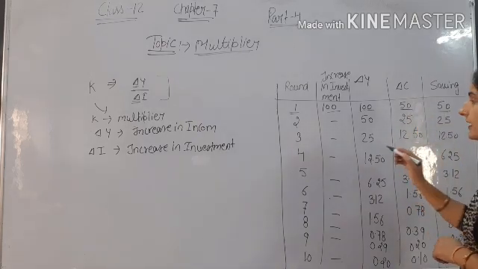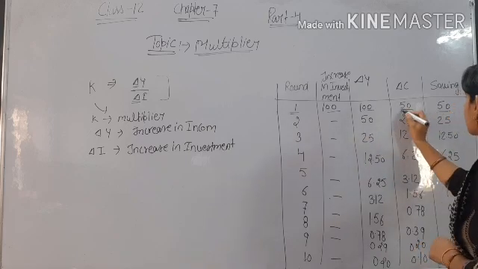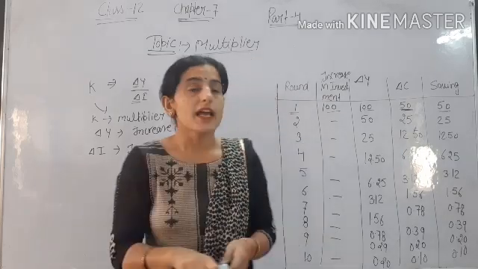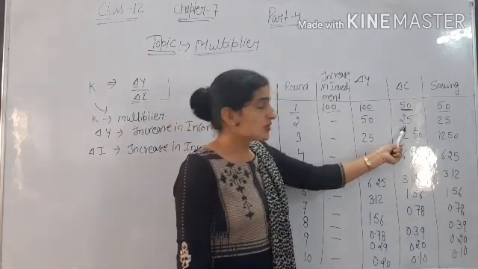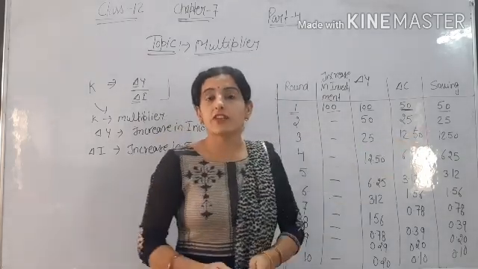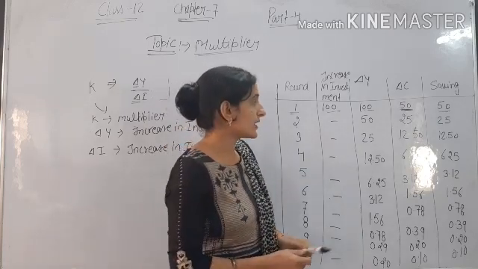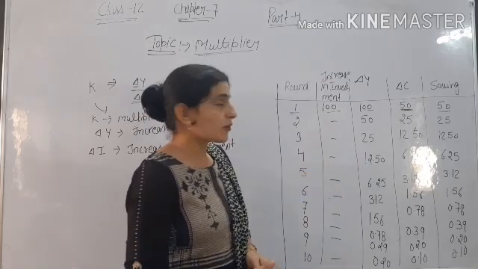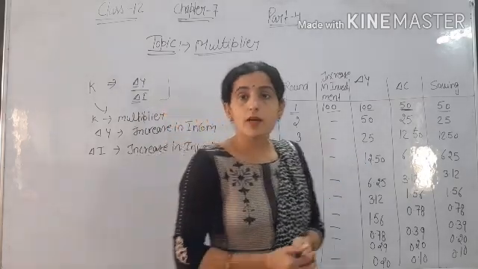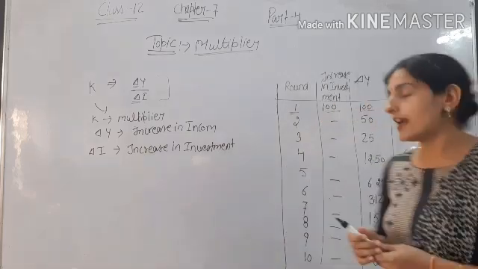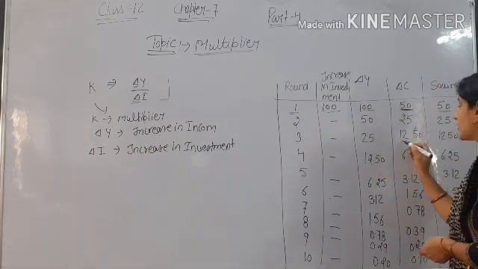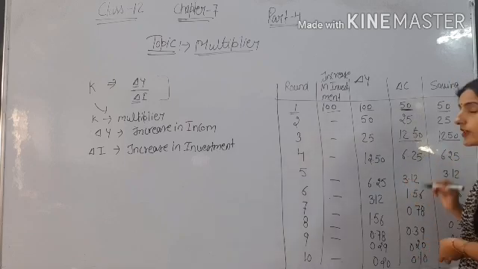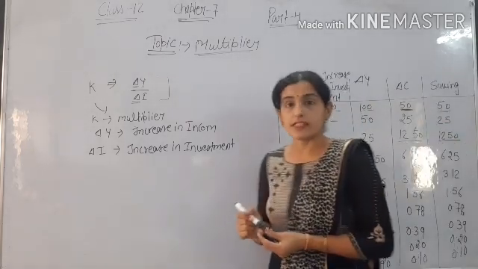Then in the next round this consumption of 50 rupees is the income of another person, and that person consumes 25 rupees and saves 25 rupees. Then there is 25 rupees income of another person, and out of this 25, he consumes 12.50 rupees and saves 12.50 rupees.